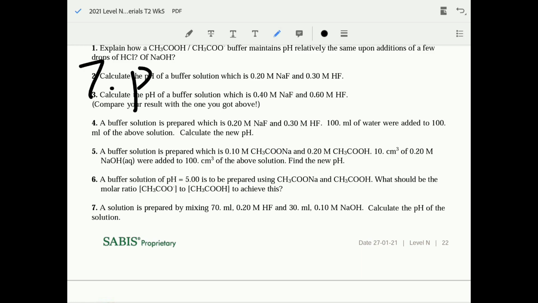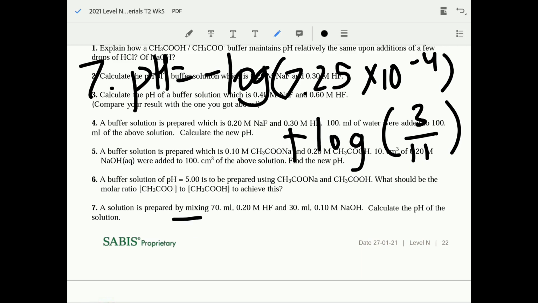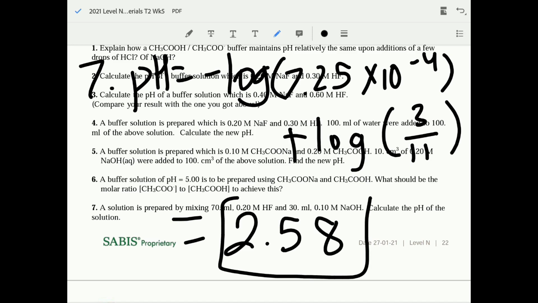pH is equal to minus log Ka, what's the Ka? 7.25 times 10 to the minus 4, so it's 4 plus log, I believe it was 3 over 11. So let's see what we get. 3.58, pretty low pH, and that's the answer for number 7.